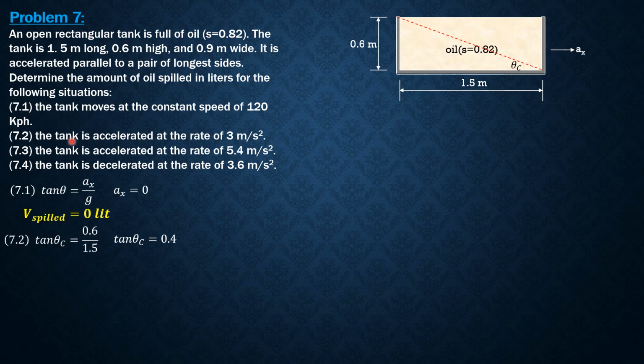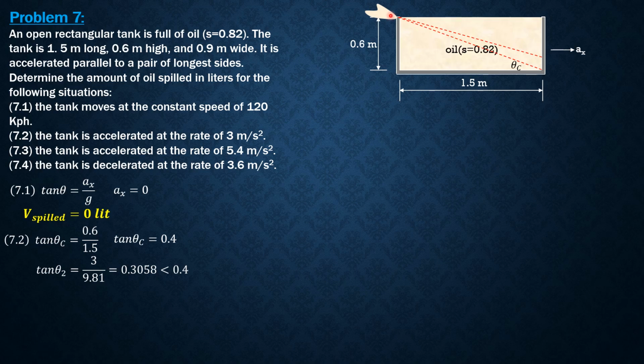Then in this problem, let's call the slope theta 2. So tangent of theta 2 is ax 3 divided by g, 9.81. And this is equal to 0.3058, which is less than 0.4. So therefore, the surface will cross above this bottom corner somewhere here because the slope is lesser. So it should look like that. And this is the angle that the surface makes with horizontal.